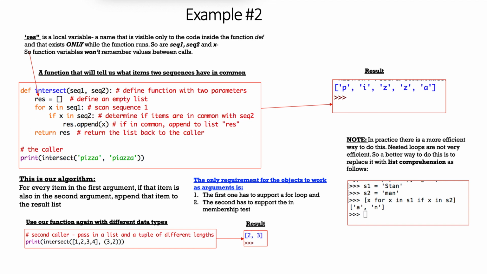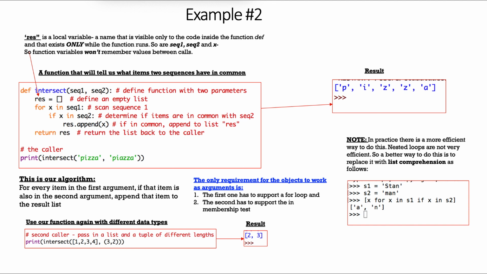Because the first one is sequence 1, and that's being used in our for loop. The second one, sequence 2, is being used in our if statement. So that has to support the in-membership test. We can use our functions again with different types of data. Here we use it with a list and also a tuple, but it doesn't matter. They still both will work and meet the requirements of what we just laid out.